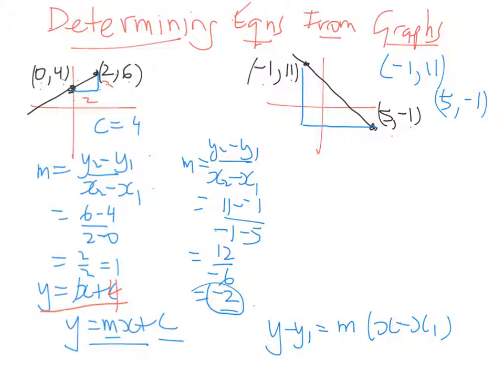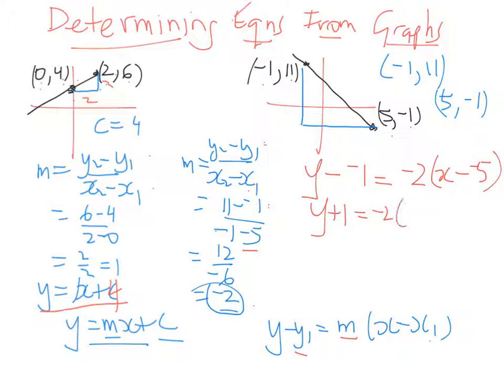Now that we've got our gradient, we substitute into this. So I'm going to rewrite this as y minus y1, which I said was -1, equals m, which is -2, open brackets, x minus x1, which was -5. Now I'm going to simplify this. y plus 1 equals -2(x plus 5). Then I'm going to expand my brackets: y plus 1 equals -2x minus 10. I'm going to subtract 1 from both sides. So I've got y equals -2x minus 11.